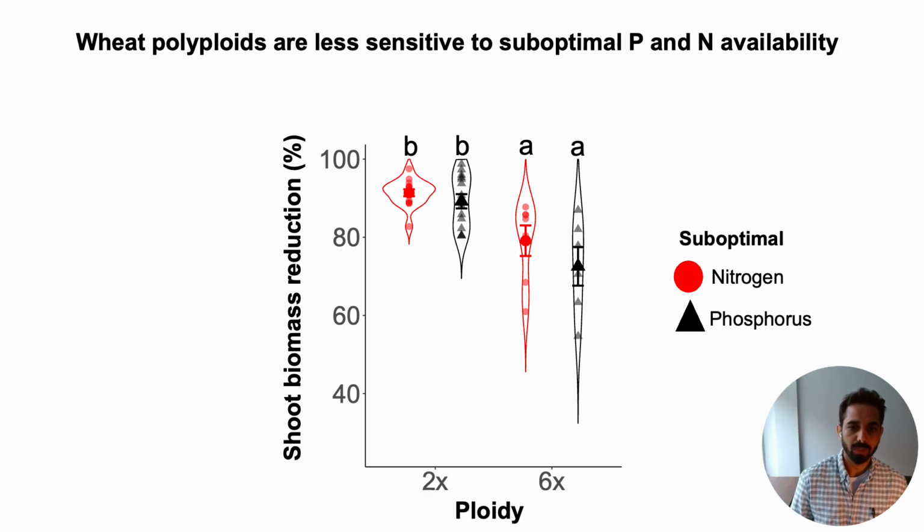Now, when we grow these natural polyploids and the diploids under suboptimal phosphorus and nitrogen availability, we see a reduction in sensitivity for polyploids. Here it is shown as shoot biomass reduction compared to the control conditions. Under suboptimal P in black and suboptimal N in red, we see that the polyploids have less shoot biomass reduction under these stresses compared to the diploids.